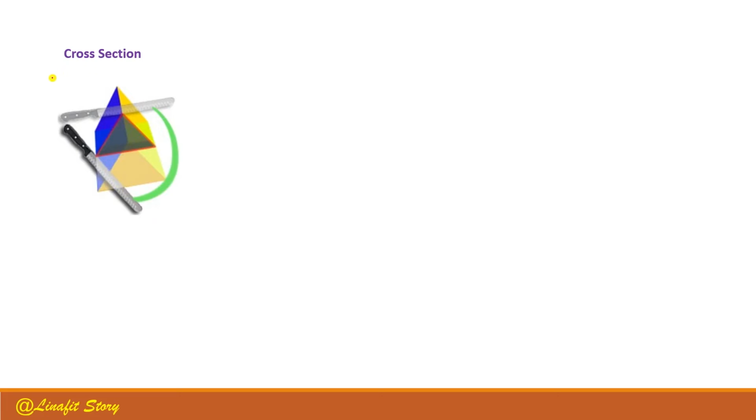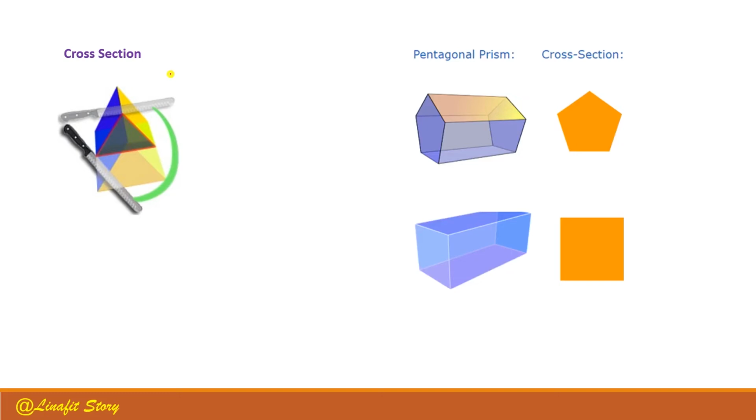Another example. This is a pentagonal prism. So the cross-section is the shape of a pentagon. Here is a cuboid. So the cross-section is in the shape of a square.